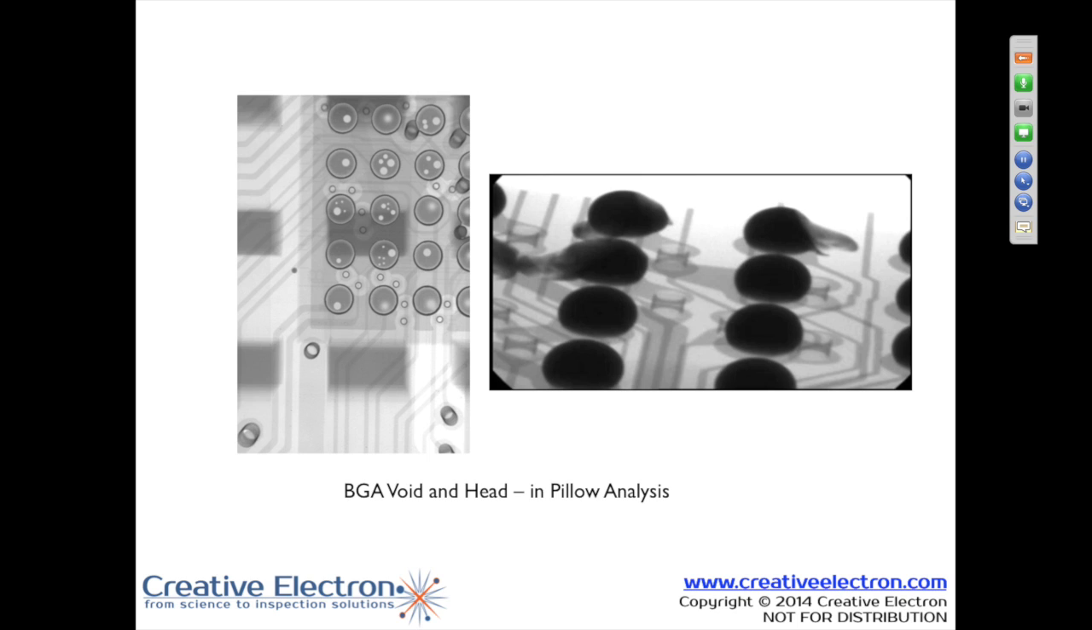BGA head and pillow. BGA is the big one. BGAs actually really came about 20 years ago. X-ray companies had no clue what a BGA was. Manufacturers started placing BGAs. There were all kinds of specifications all over the place, from zero voiding to 50, 75% voiding. Nobody really understood how to place a BGA or what it meant.